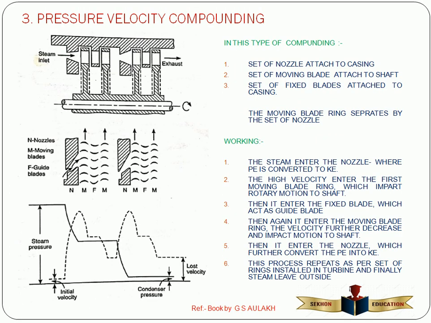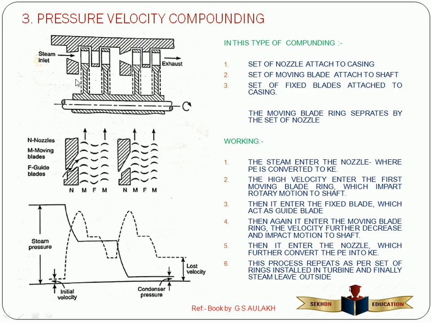Now we move to our last part, that's the velocity pressure compounding. This pressure and velocity compounding system is the combination of velocity and pressure. When we attach both systems in a single unit, we get the pressure and velocity compounding. In this case we have a set of nozzles attached to the casing, then a moving blade attached to the shaft, then a fixed blade attached to the casing.